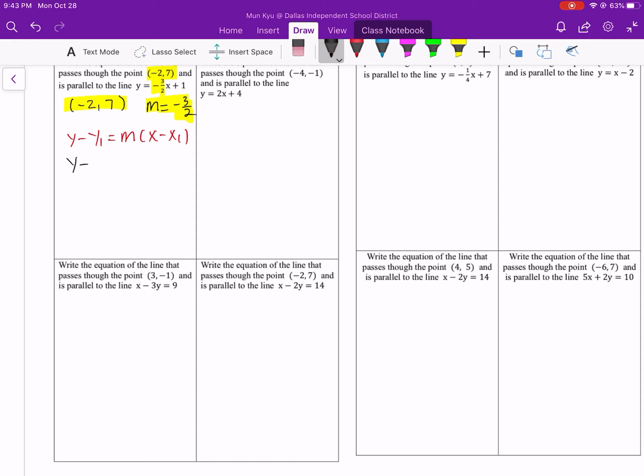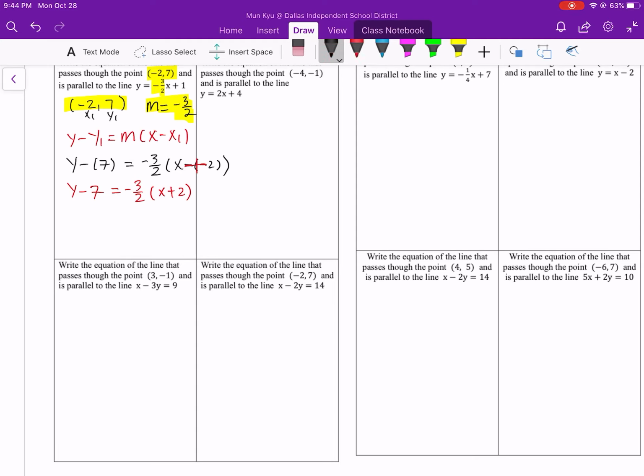Here, x1 and y1. y1 is 7, equals, our slope in this case is -3/2, times x minus, our x1 is what? -2. And let's simplify. y minus 7, I just removed parentheses, equals -3/2, and here we have a negative and a negative, so this becomes positive: x plus 2.